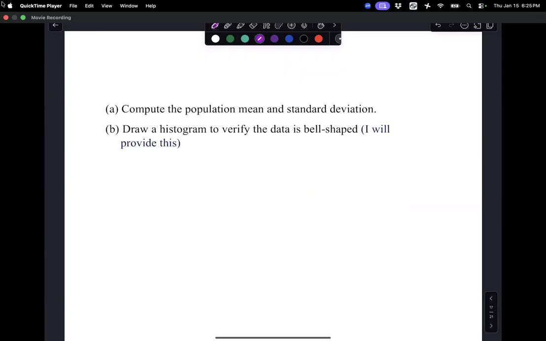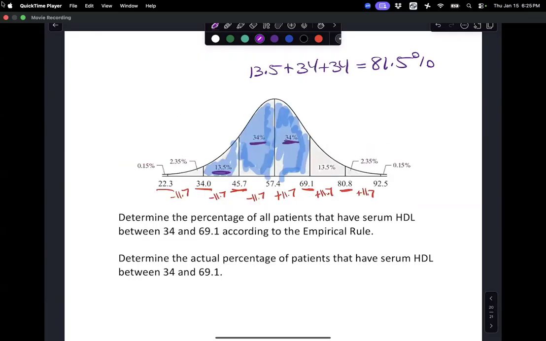Okay, I'm going to go back over here. Any questions on using the empirical rule? I'm going to go into the homework and show you one of the homeworks, but I want to know, based off of this, any questions on the empirical rule?